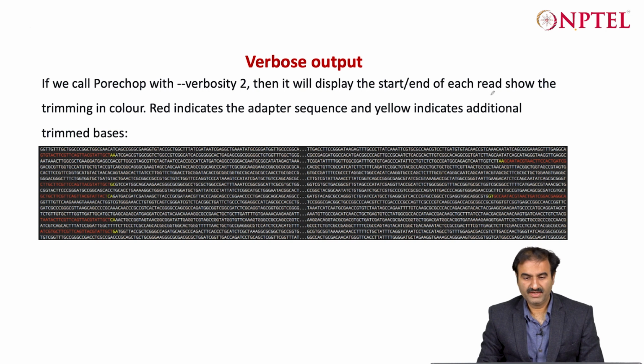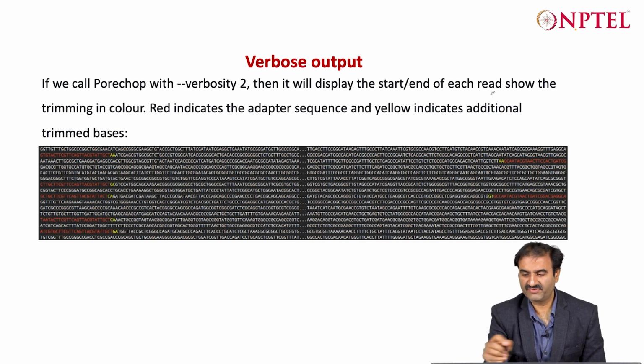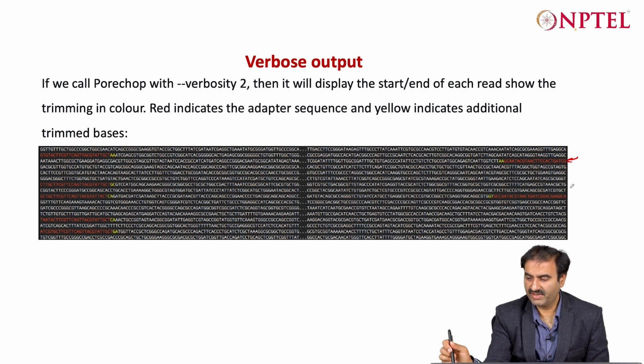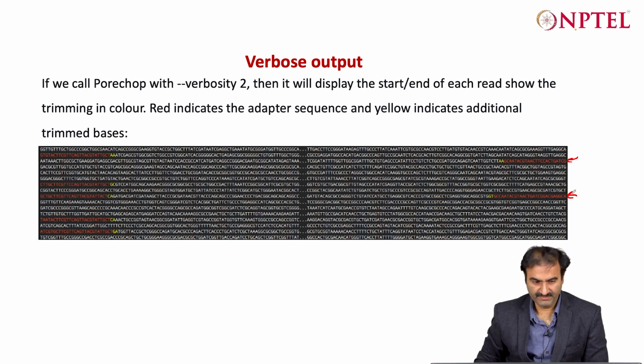So this is the file that is being generated, and it was run in verbose 2 mode. So it is displaying the start and end where the adapters were found, and they will be trimmed.